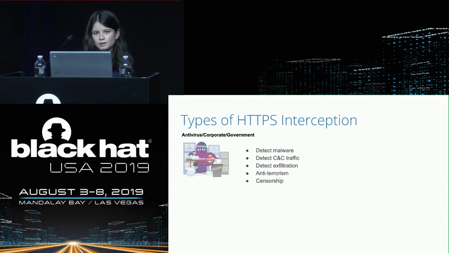Now that we know what HTTPS interception looks like, we're going to cover a few examples of these monsters in the middle commonly seen on the internet. Our first monster in the middle is this rather bureaucratic looking one. It represents proxies like antivirus software and corporate or government proxies.